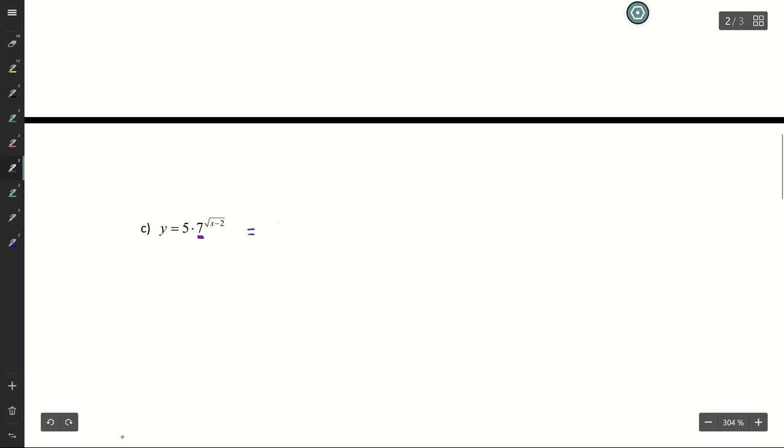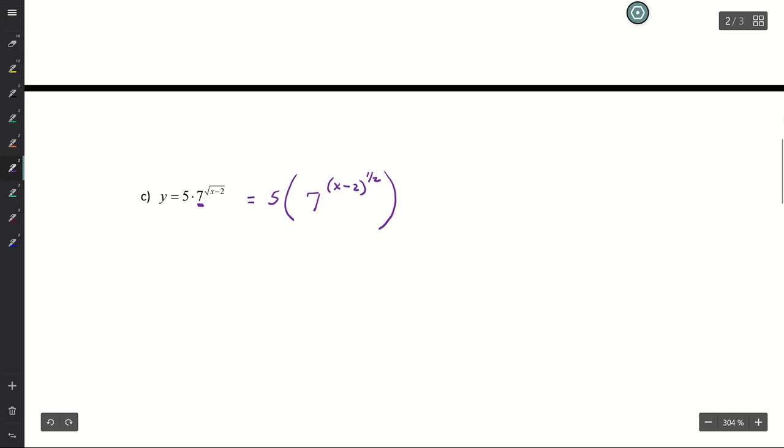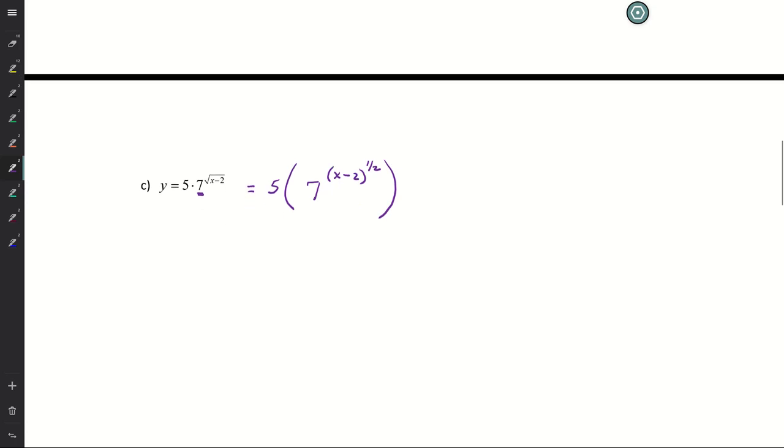We're going to rewrite it as 5, and I'm going to separate that 5 out. Remember, we can do that with constants. And then this will be 7 raised to the x minus 2 to the 1/2 power. So remember here, anytime we see a root, we rewrite a root as a fractional power. Now, once that's been done, let's go ahead and take the derivative.